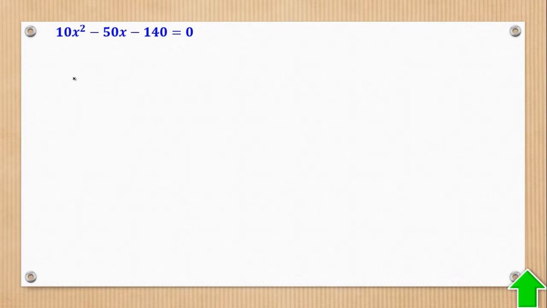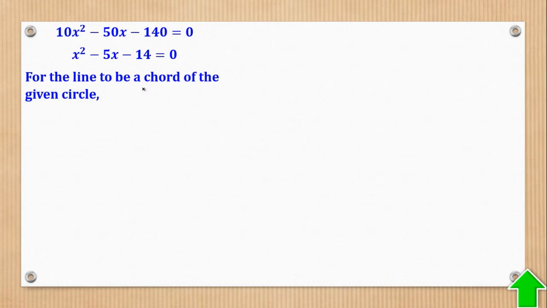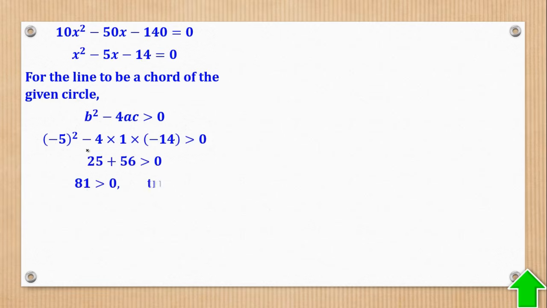So when I collect like terms and simplify, I come up with a quadratic, and I can reduce to come up with this. Therefore, remember that for the line to be a chord to the given circle, the discriminant must be greater than 0. So in this case, a is 1, b is -5, and c is -14. Therefore, substitute for b, a, and c. Simplify, I'll come up with that. Therefore, this is true because 81 is greater than 0. Now, because it is true, it implies that the given line is a chord.